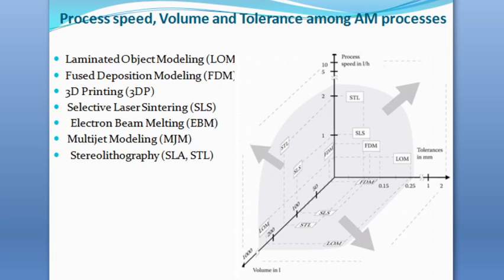Process speed, volume and tolerance among AM processes. These are the three parameters of your AM process: process speed, volume of production, then accuracy. These three parameters are compared across these AM processes. Here the y-axis is process speed, per part per hour.